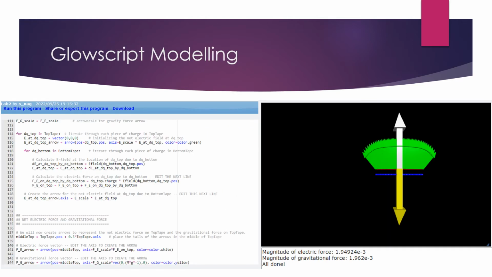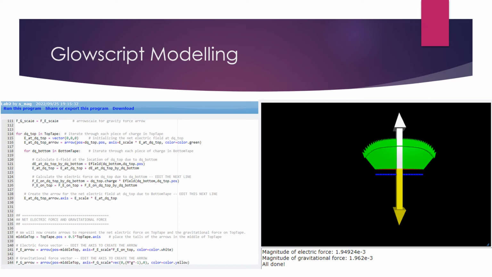Here is the most important part of Lab 2. I've shown two screenshots of my Glowscript code, one of the actual code and one of the image or the 3D model that the code produces. So in the image, we have our two lines of charge, which are the red and blue clusters of charge. The red cluster is covered by the green arrows, which I'll explain in a second. Force of gravity and electric force vectors are represented by the yellow and white arrows respectively.